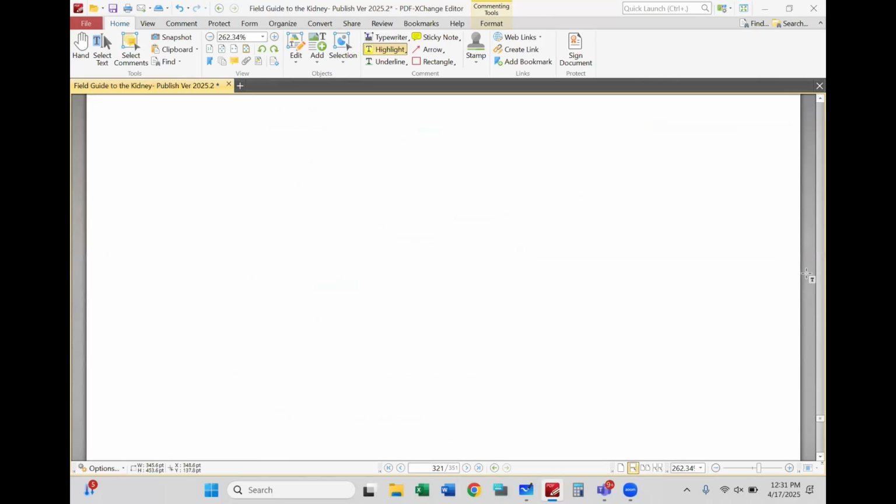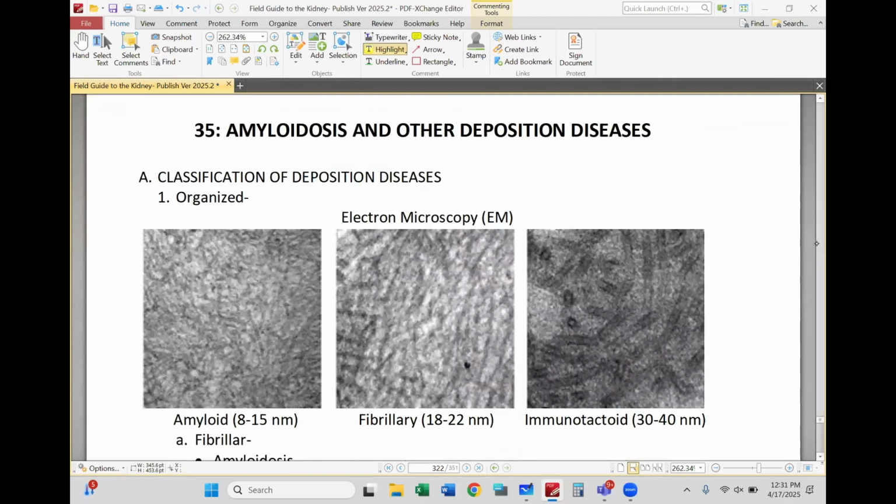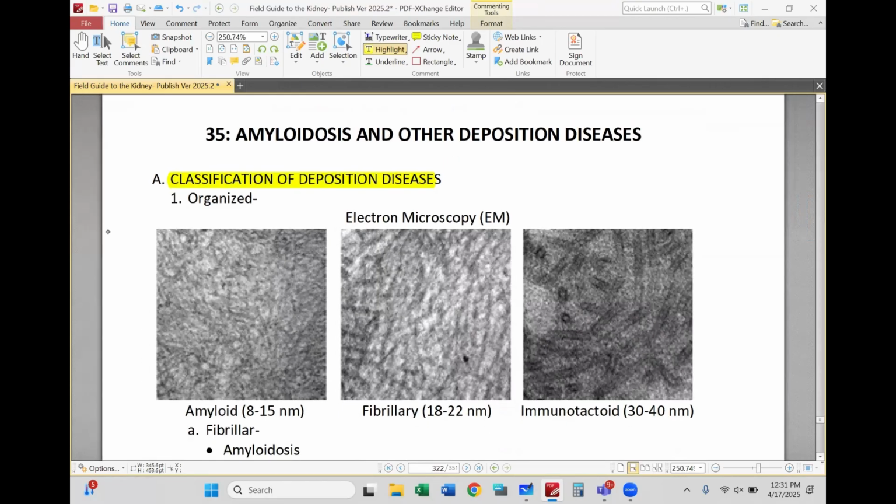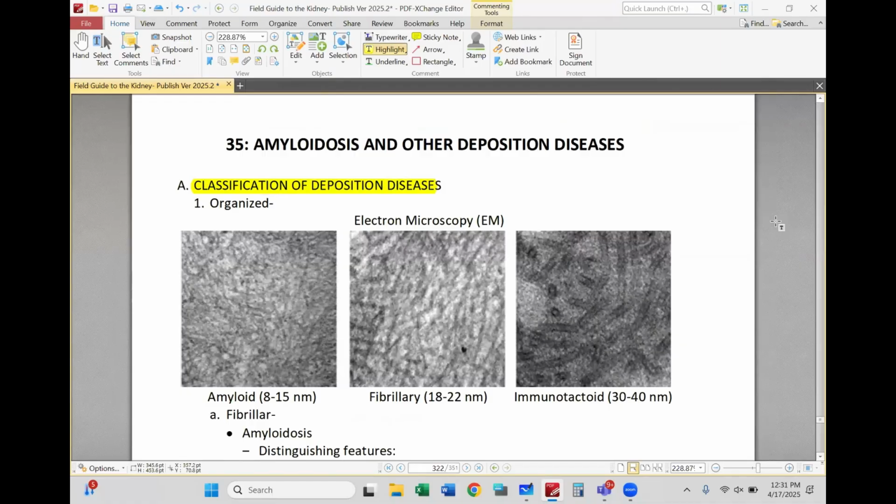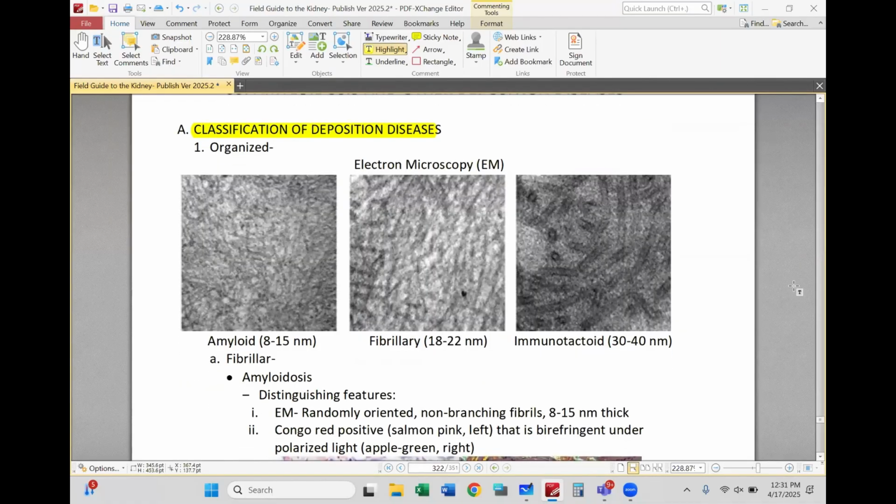All right, so let's move on to the deposition diseases. So let's go through some classification before just diving into individual forms of these deposition diseases. So you can break this down into the organized deposition diseases. Organized implies that there's substructure to these deposits.